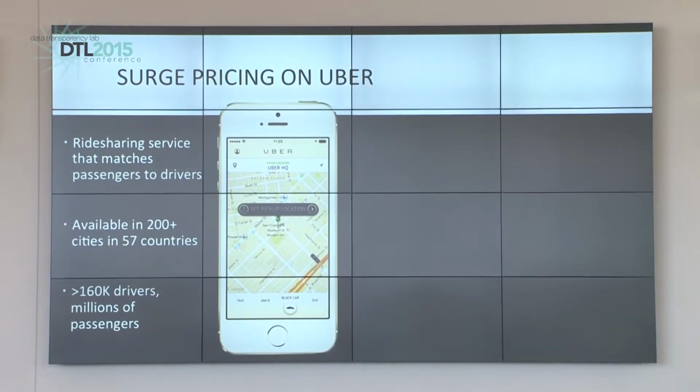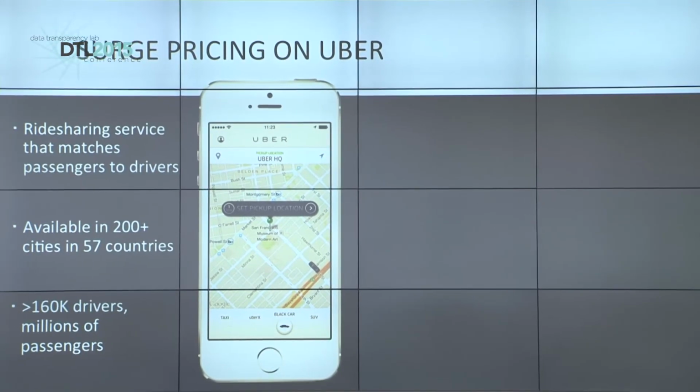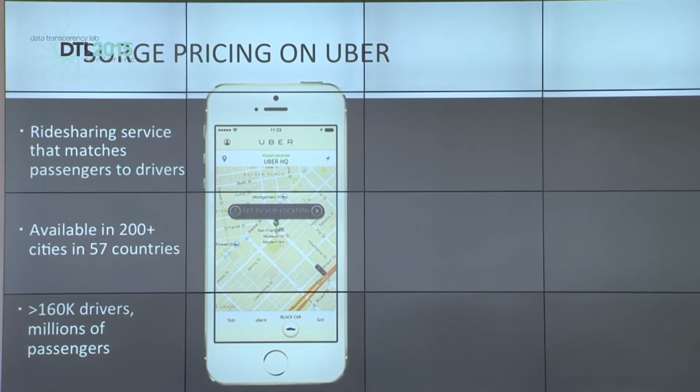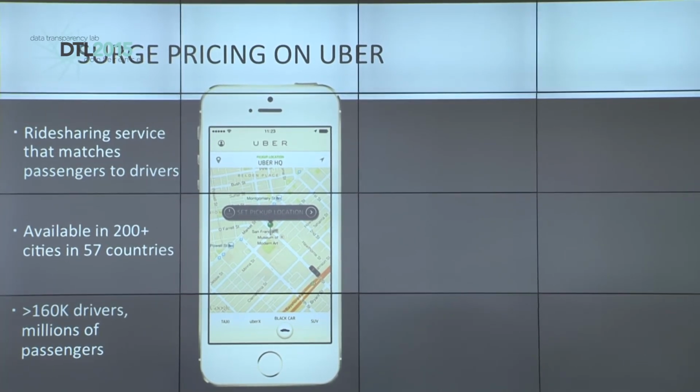So it's just an app. You open it up on your phone, you tell Uber where you are, and then you click a button. And then a few minutes later, a car shows up and picks you up and takes you wherever you want to go. So it's, again, extremely popular now. It's much more convenient than going out and trying to hail a cab. So it's expanded all over the world. They have millions of customers, hundreds of thousands of drivers.